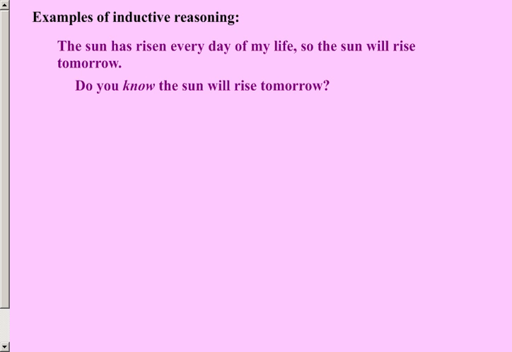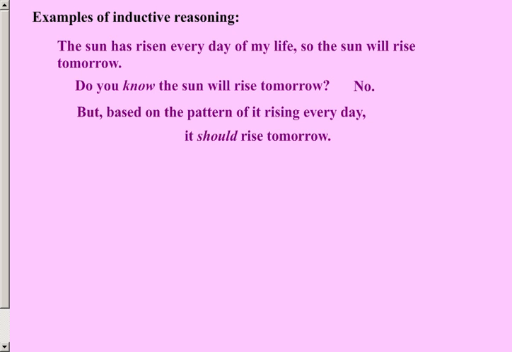Do you know for a fact that the sun is going to rise tomorrow? Okay, well, no, we don't actually know that. It is possible the sun could go supernova and there may not be any more sunrises. However, based upon the observable pattern of what we know is supposed to happen on a daily basis, that is a reasonable thing to say. So based upon the pattern of it rising every day, we can say, you know what, on all the information that we have, it should rise tomorrow.